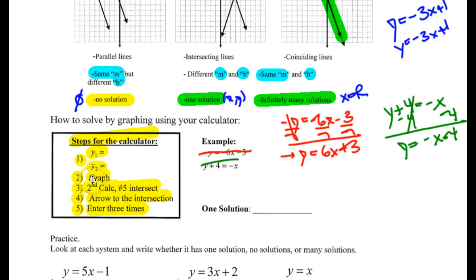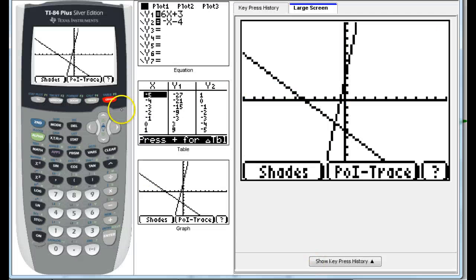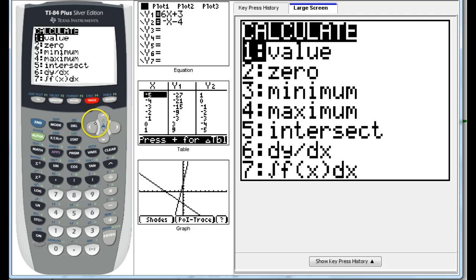Here's how. Second calc, number 5 intersect. So anytime we wanted the calculator to do something for us, see how it says calc up here in blue? And that's what the second button is. For anything I want in blue, I got to hit that first. So I'm going to do second, and then press this button that has the calc on top. And now these are all the things I can ask the calculator to find for me. Remember, we're finding the intersection, so we're going to go down here to number 5. I want to find the intersection.